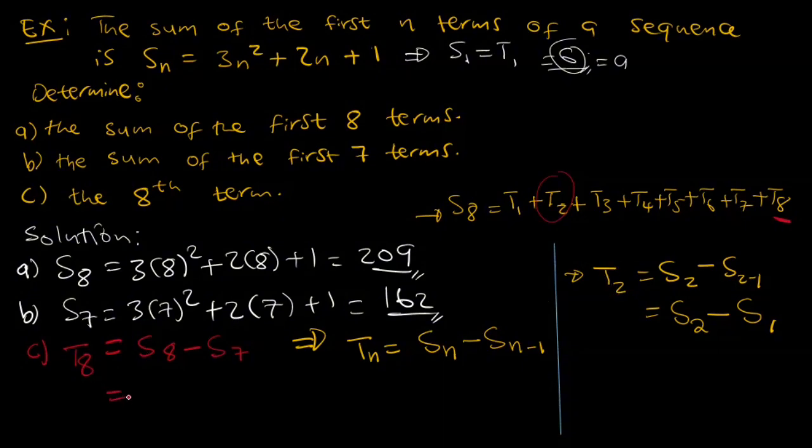So in this case, we already know the value of S8, which is 209, minus the value of S7, 162, which will give you 47.